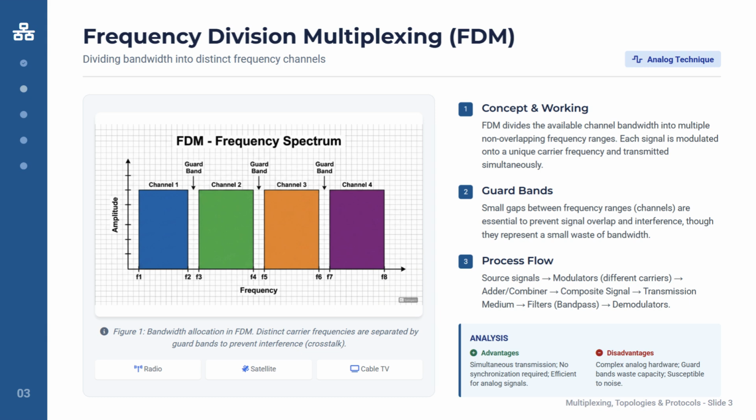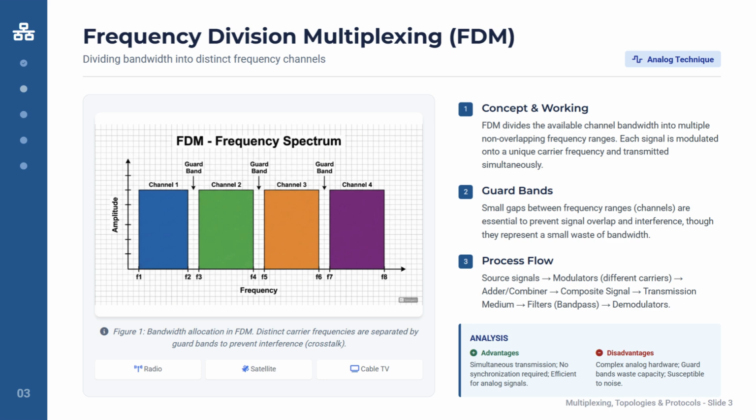Start with your source signals feeding into modulators, each getting a different carrier frequency. Those get added or combined into one composite signal, which heads out over the transmission medium. On arrival, bandpass filters, think frequency-specific sieves, isolate each channel, routing them to demodulators that strip away the carrier and restore the original signal.